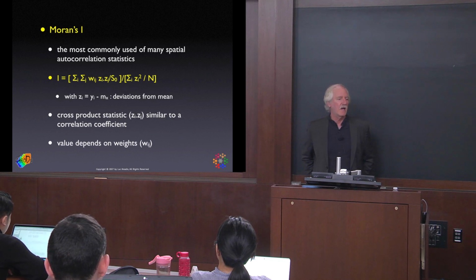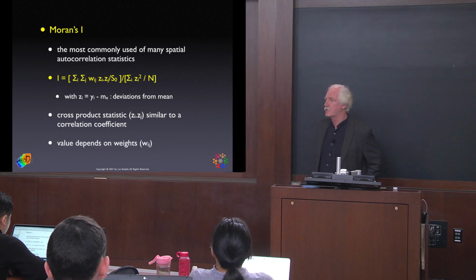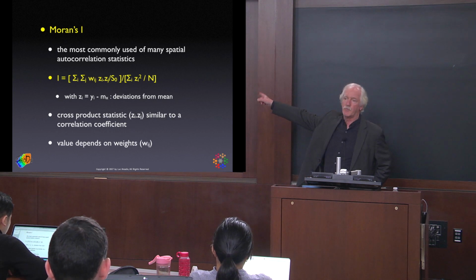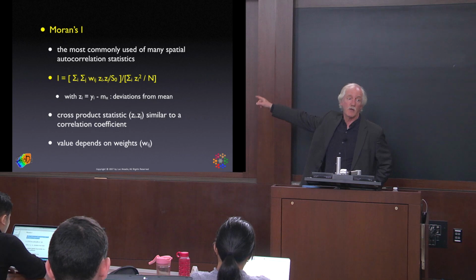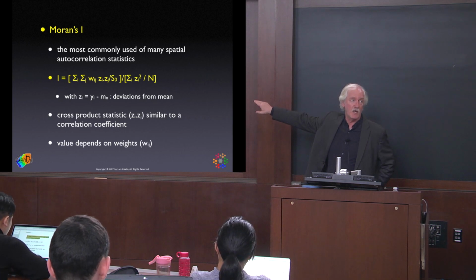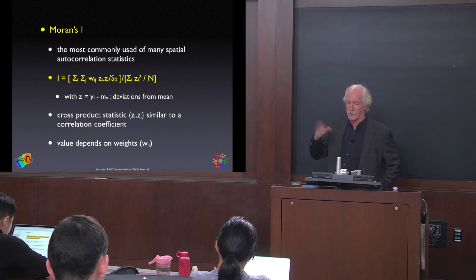It is basically a cross-product statistic. If you look at the numerator, it's the cross products. You can think of the cross products of the neighbors with the Wij, and then it's scaled by the variance, okay?